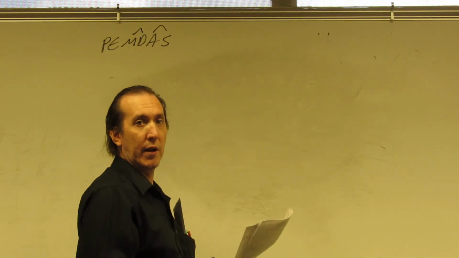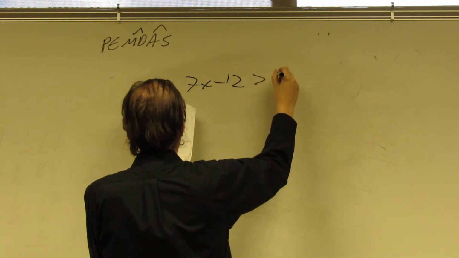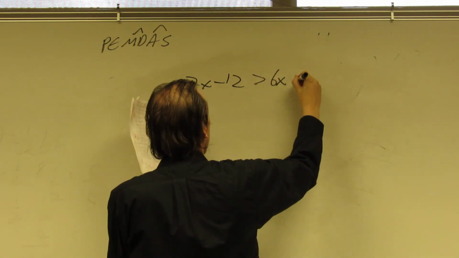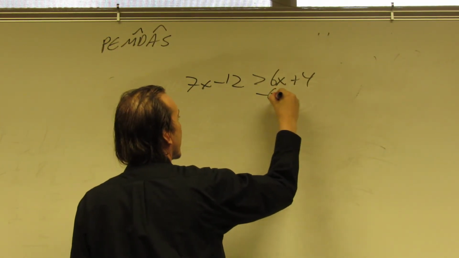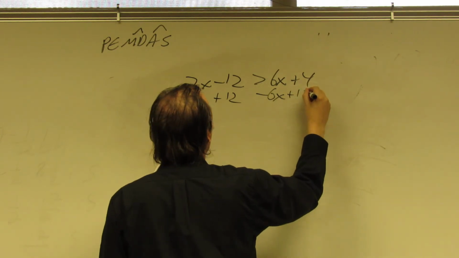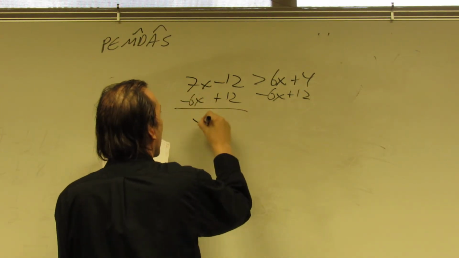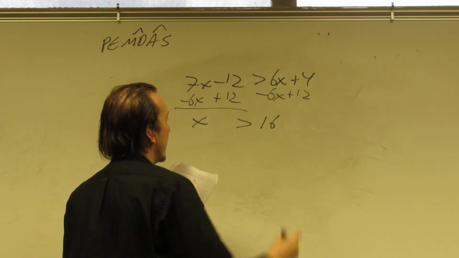Next, we're going to have a couple of inequalities. So 7x minus 12 is greater than 6x plus 4. We want our x's on the left-hand side. So we're going to subtract 6x and add 12. X is greater than 16.